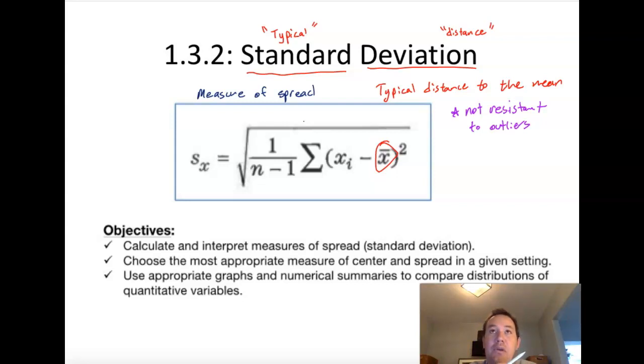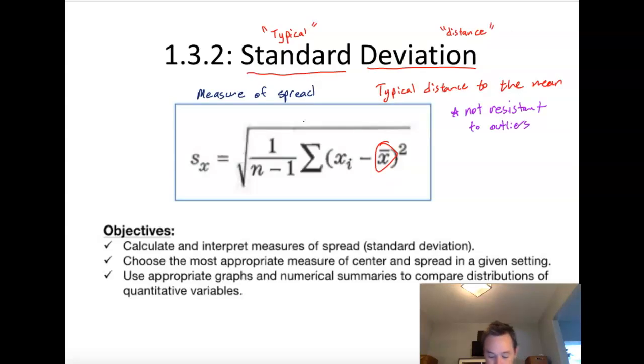So data with lots of extreme values or outliers, you would typically want to use the median to describe its center and maybe the IQR to describe its range or to describe its spread. But as long as it's relatively symmetric data, it's okay to use the mean as a measure of center and the standard deviation as a measure of spread.